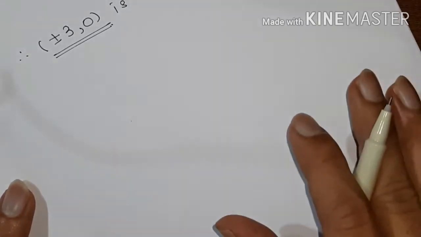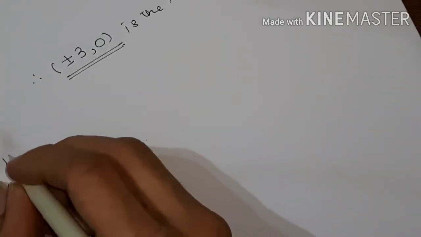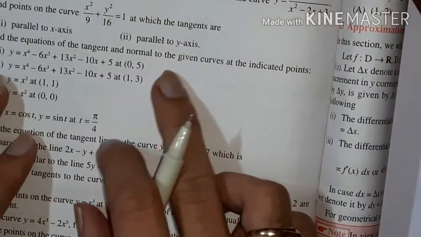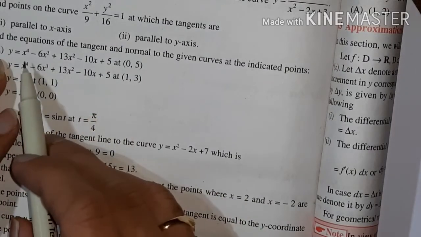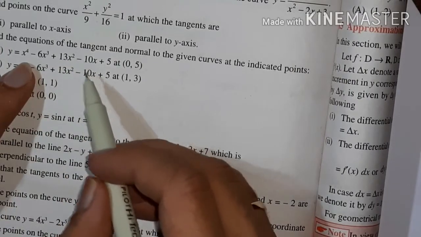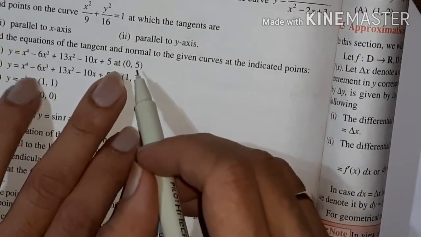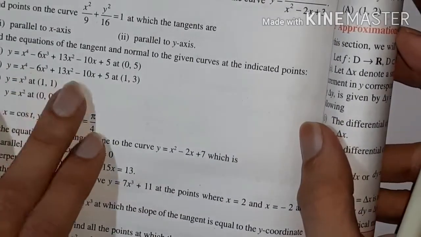Now let us go to problem number 14. So problem number 14 is what? You have to find the equation of tangent and normal to the given curves at the indicated points. So the first one is y equal to x raised to 4 minus 6x cube plus 13x square minus 10x plus 5, at 0 comma 5. You have to find the equation of tangent and normal.